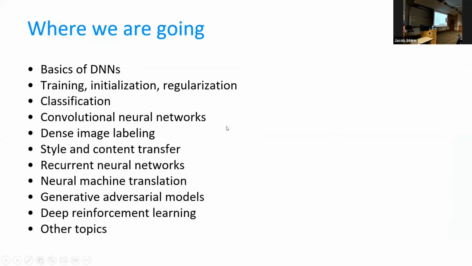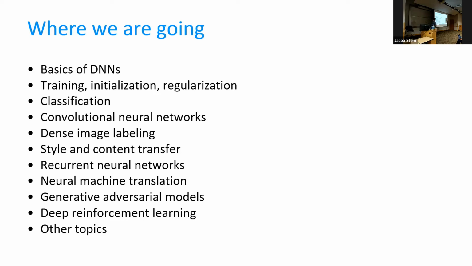Okay, so as an overview, this is the end of the day one presentation, but as an overview of what we'll be looking at throughout this semester, we'll be going over just the very basics of deep neural networks. We will talk about how to train them, how to initialize them, and how to regularize them, how to make sure that we don't overfit to our training data. We'll talk about classification. We'll talk about convolutional neural networks, which are often used on images.